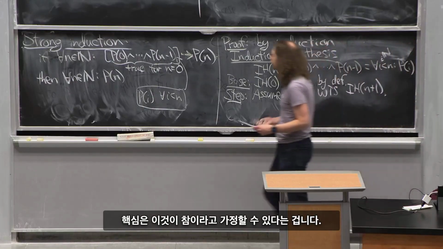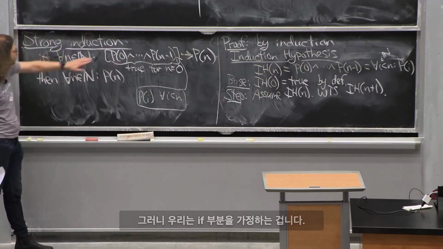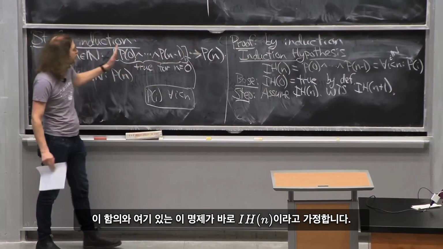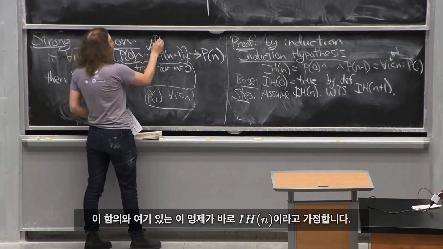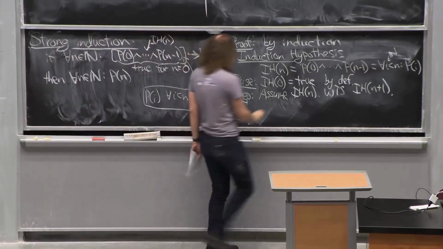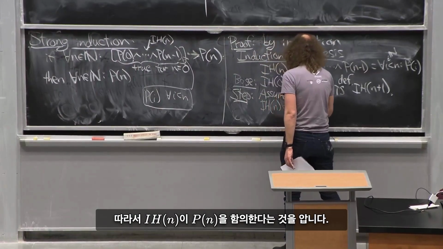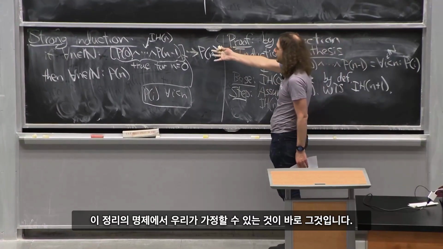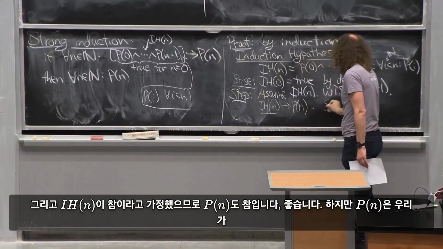Cool. So the key thing is we get to assume this is true. The strong induction says if this, then this. So we're assuming the if part. This thing here is exactly IH of n. Right? So this says IH of n implies P of n. So we know IH of n implies P of n. That's what we get to assume in our theorem statement here. And we just assume that IH of n is true. Therefore, P of n is true.